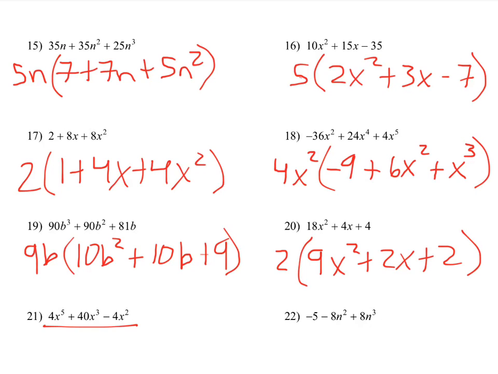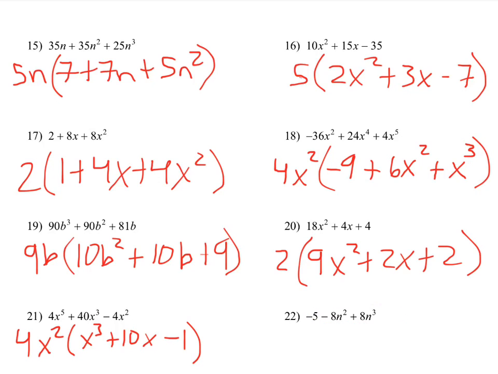And then down here, we can pull out 4, and the least amount of x's they all have is 2. And we just take each of those divided by 4x squared, which will give you x to the third plus 10x, and then minus just 1 there.